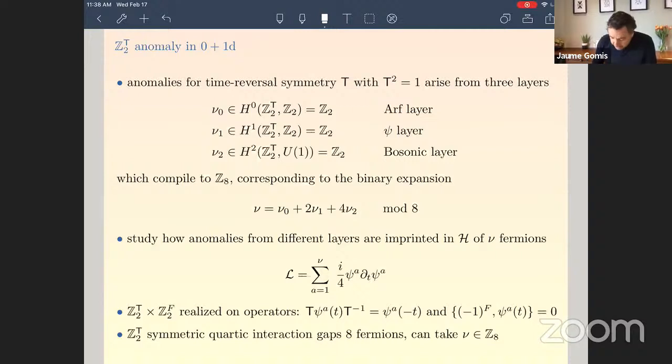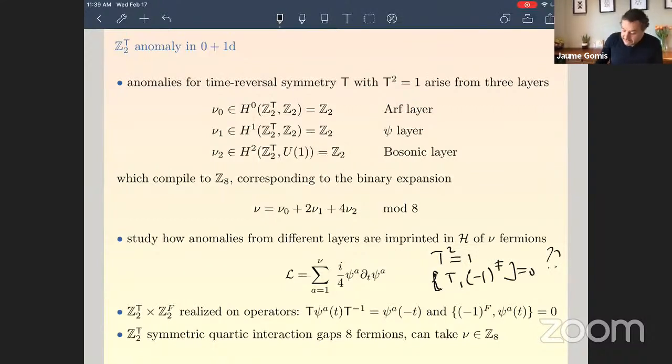Now it's well known, especially by Kitaev and other people, that in this system you can add a Z2 symmetric quartic interaction that gaps 8 fermions. So we can just essentially consider a system where nu is an integer from 0 to 7. Okay, good. So now let's do the following exercise. Let's study the Hilbert space of this theory and try to see how the symmetries are realized. So we want to know what happened to T squared equals 1, and what happened to the classical relation that T commutes with (-1)^F.